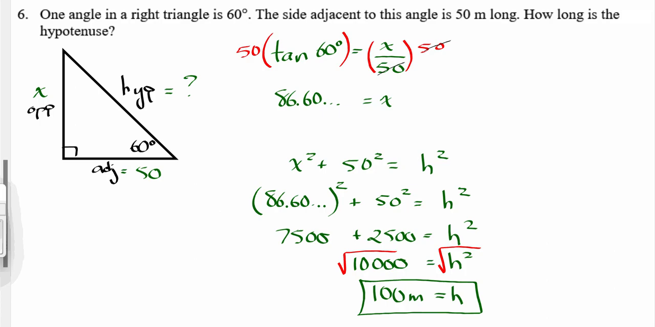So here you can see my calculations. I got an x value of 86.6 and a bunch of decimal places. Keep all those decimal places when we plug it into Pythagorean theorem, and we get exactly 7,500. No rounding required if you kept all the decimal places. And then when I finish off Pythagorean theorem, I discover the hypotenuse is 100 meters long.